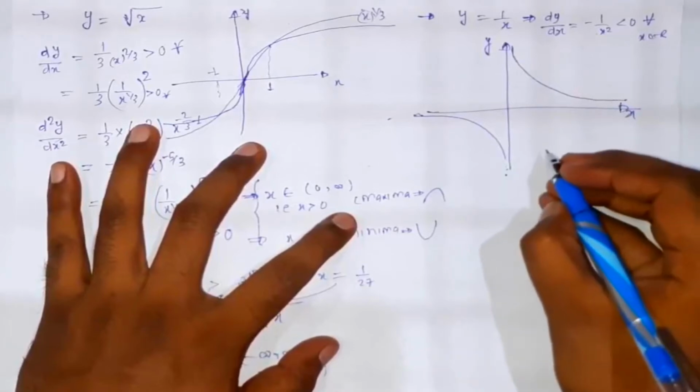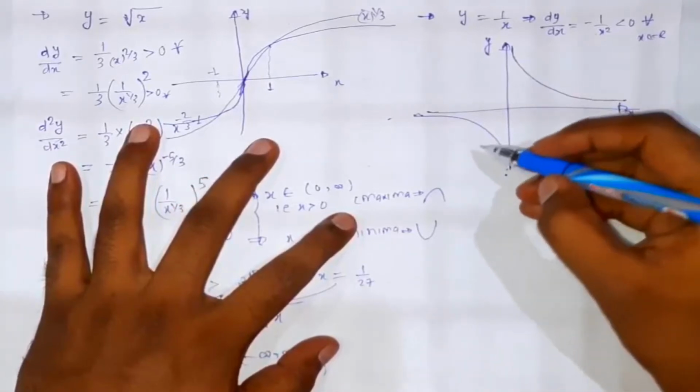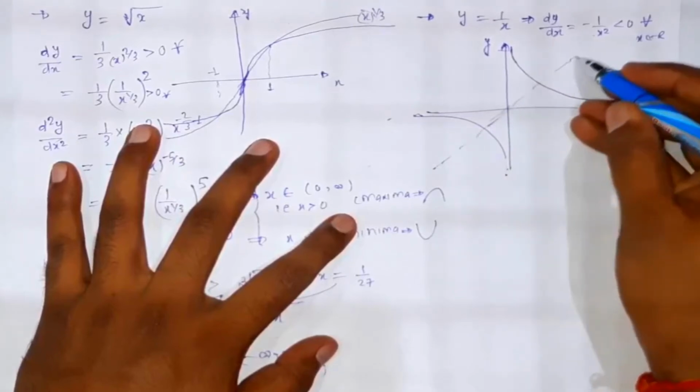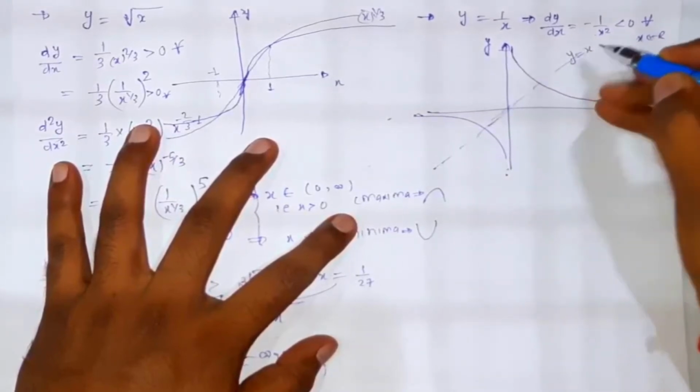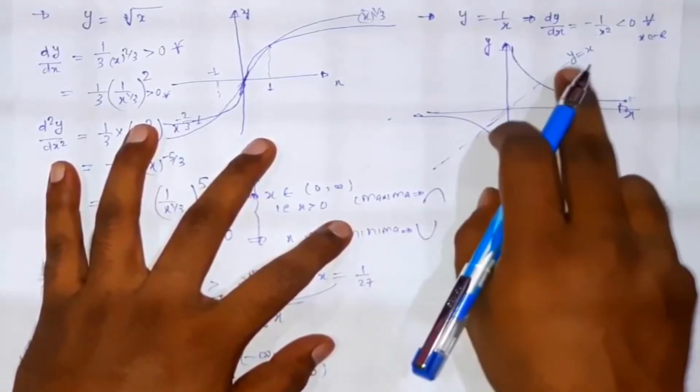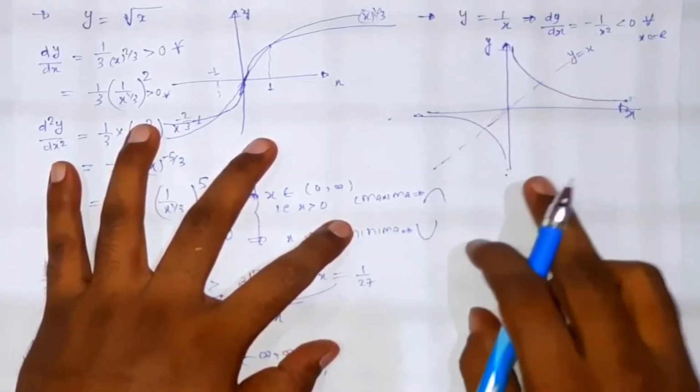Now I would like to tell you some more things about this. Okay, I am drawing a line through the origin, and I am saying this is the y equals x line. So we can observe that this graph is symmetric about the y equals x line. Why?